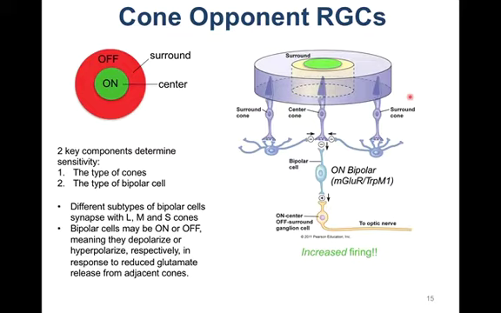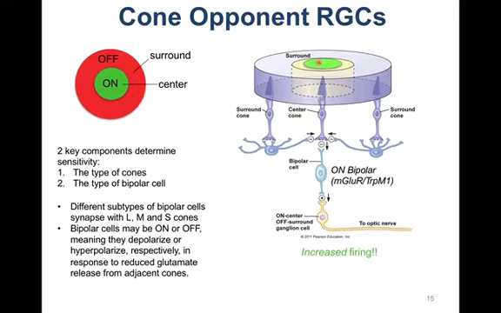So I like this one. Let's go with a green on center, red off surround. 2 key components, as always, the type of bipolar cell that's at the center. If this is an on surround, then same story. If we have an on center, then this is an on center system. Okay, so our bipolar cell matters, still expressing mGlu-R and TRPM1. And then the other key component is the type of cone.